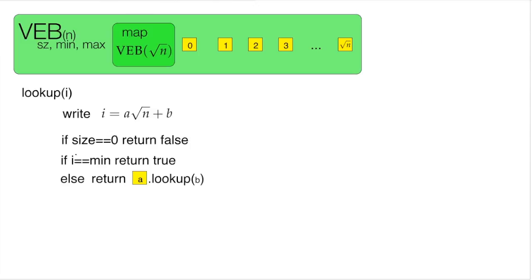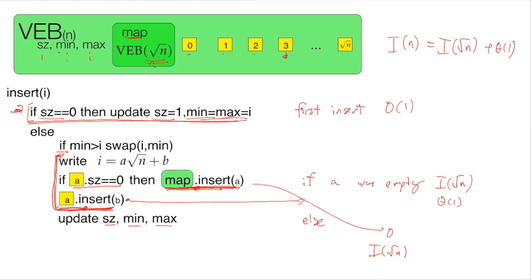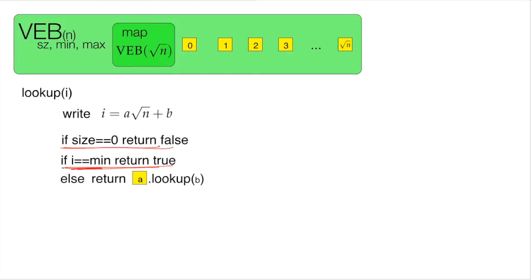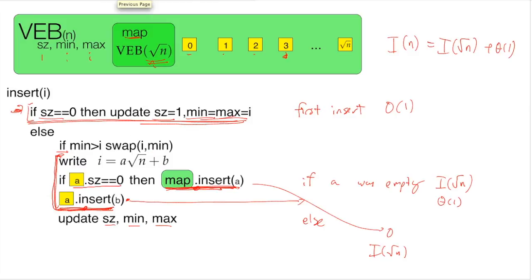What I was going to say is we also have to change the lookup now, because during a lookup operation, if size is 0, then we return false. If i happens to be the min element, when size is 1, we don't do any work here. When we insert when size is 1, we didn't put i into the recursive structure. All we did was set it to be the min and the max. And so then, of course, we have to check if i was min, then we just return true. Otherwise, we do the normal lookup.